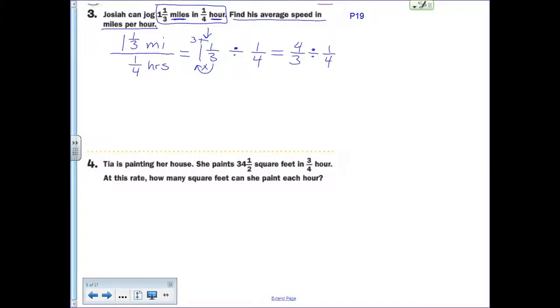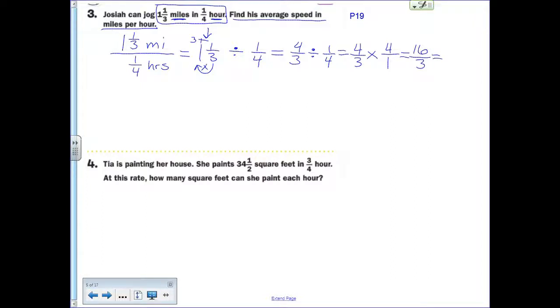Notice I'm not going to cross simplify here because it's still a division problem. I'm going to keep, change, and then flip 1/4 to 4 over 1. And now I'm going to look, can I cross simplify? Well, 3 and 4 won't simplify. 4 and 1 will, but it will only just still be 4. So we're going to multiply straight across the top, get 16, straight across the bottom, and get 3.